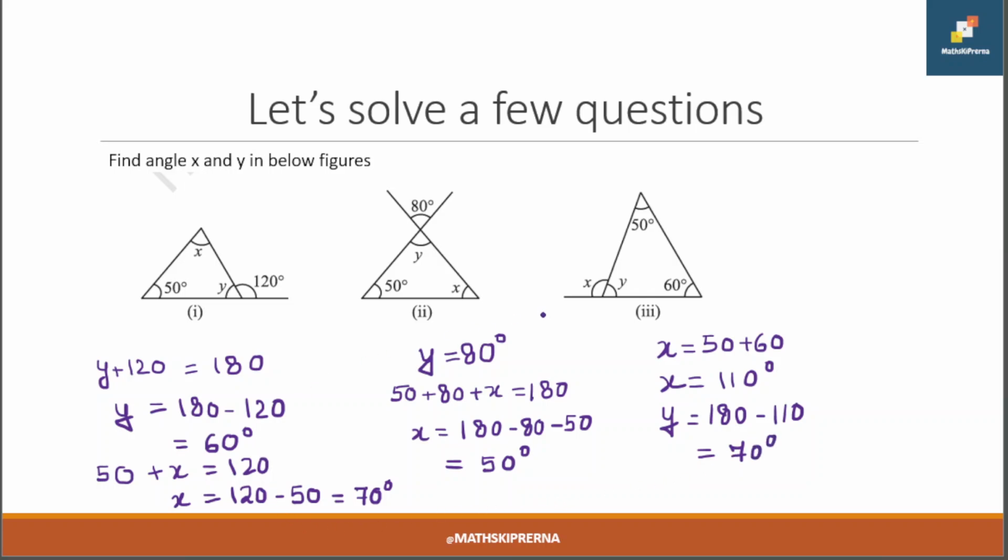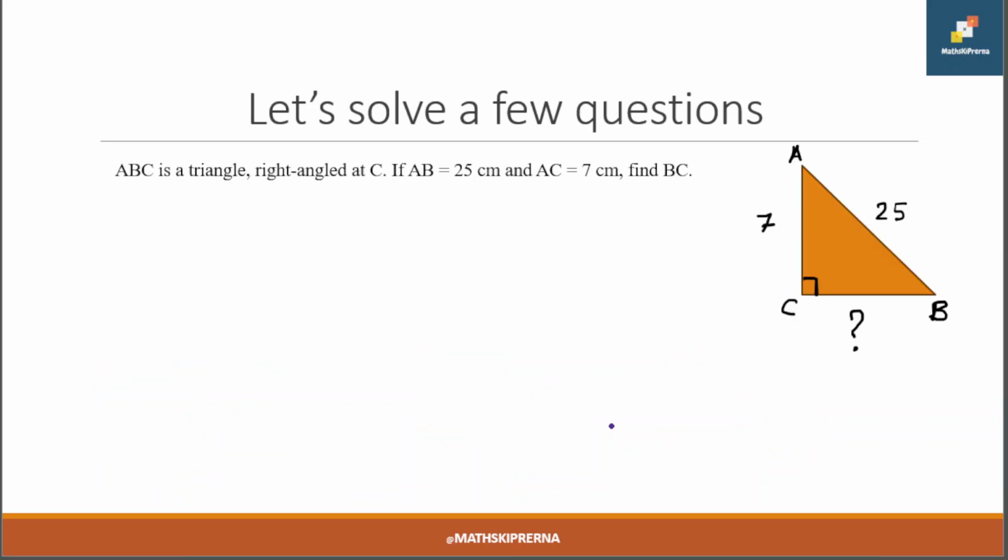So we were easily able to find the value of x as well as y by using multiple properties. Now, this is a question where we say the ABC is a triangle, it is right angled at C, and AB is 25, AC is 7, and we have to find the value of BC. Okay, so this is a right angle triangle, so we can easily use the Pythagoras theorem. So let's write the Pythagoras theorem.